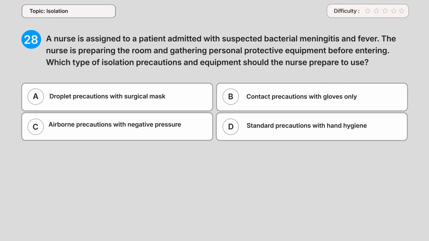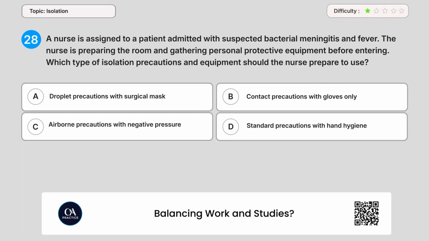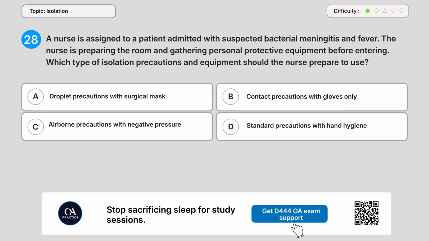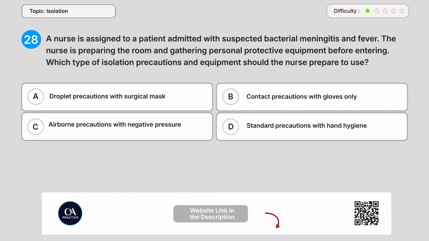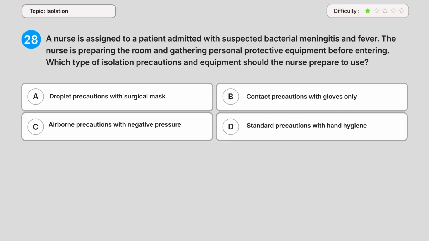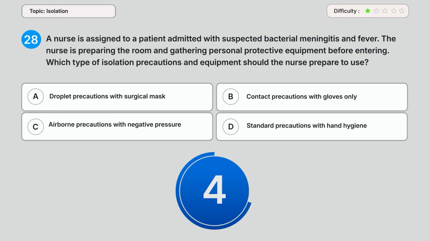Question 28. A nurse is assigned to a patient admitted with suspected bacterial meningitis and fever. The nurse is preparing the room and gathering personal protective equipment before entering. Which type of isolation precautions and equipment should the nurse prepare to use? A. Droplet precautions with surgical mask. B. Contact precautions with gloves only. C. Airborne precautions with negative pressure. D. Standard precautions with hand hygiene. What do you think is the answer?